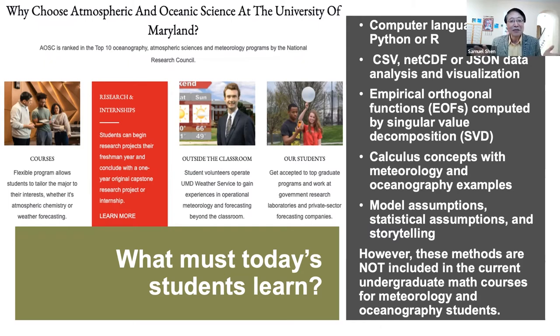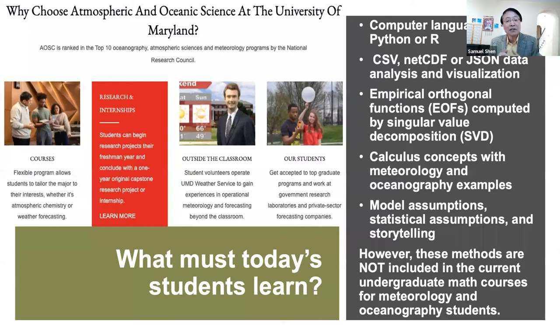Well, to do this, a freshman may need to learn Python or R to analyze and visualize data in .NC format. She can read and plot, let's say, SODA data or Argo data, or he can find a paid internship in the summer. As students advance in their studies, they can use calculus concepts to solve real-world problems. They can explain assumptions of a math model and then tell stories about their results. However, these methods are not included in the six traditional math courses listed by Richard earlier.